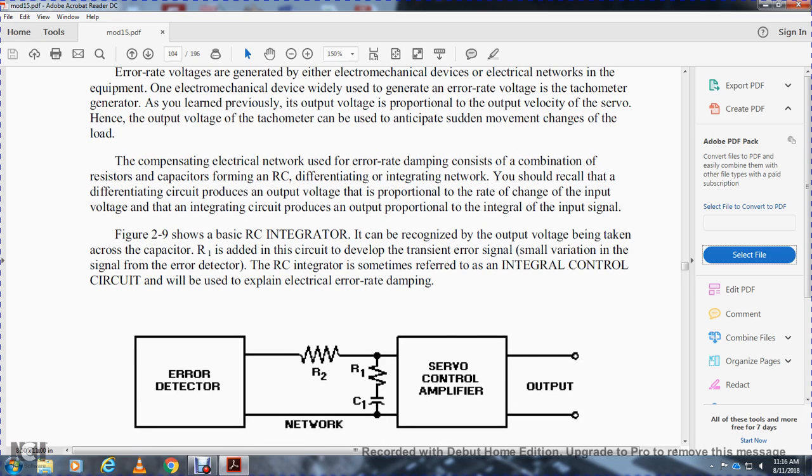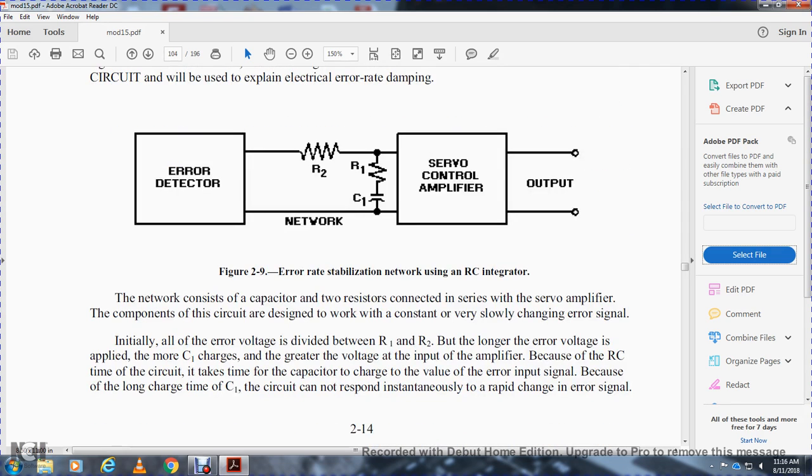The error detector, resistor 2 and resistor 1 with capacitor 1 form the network in a circuit before running into the servo amplifier input. Figure 2.9 shows the error stabilization network using the RC integrator. The network consists of a capacitor and two resistors connected in series with a servo amplifier. The circuit is designed to work with small, slowly changing error signals, with the error voltage divided across resistor 1 and resistor 2, along with the error voltage applied across capacitor 1.